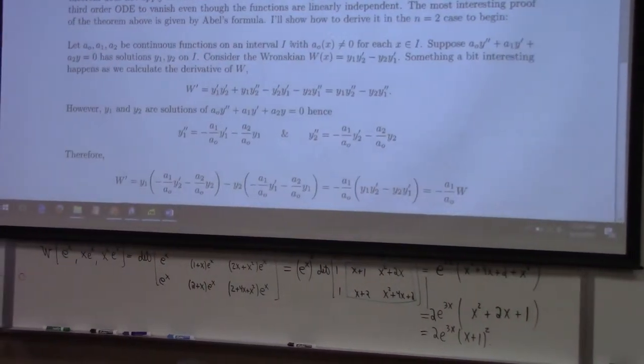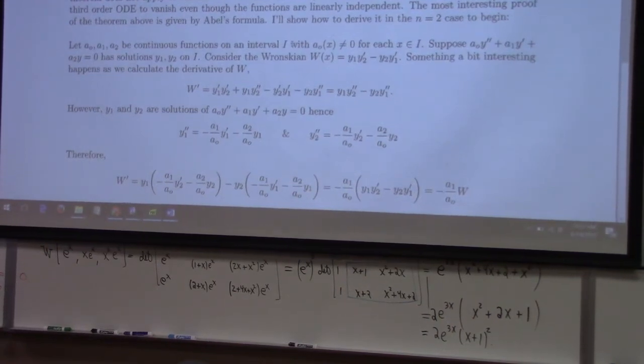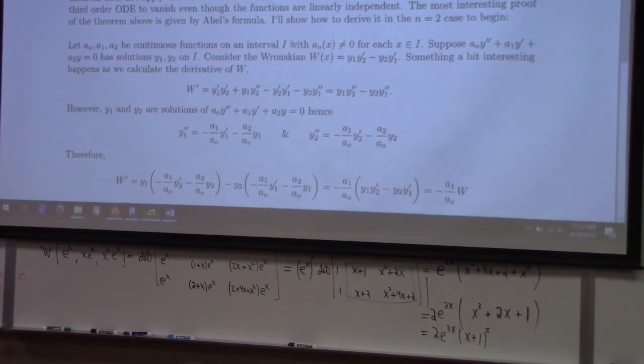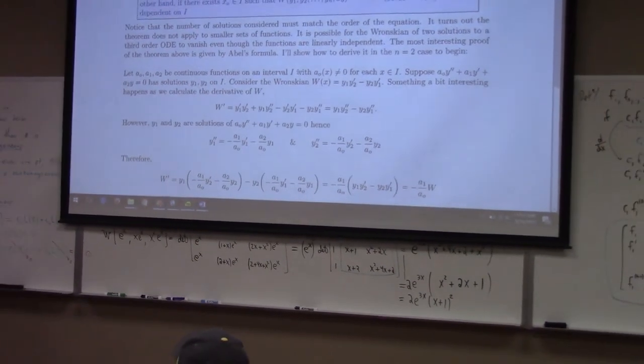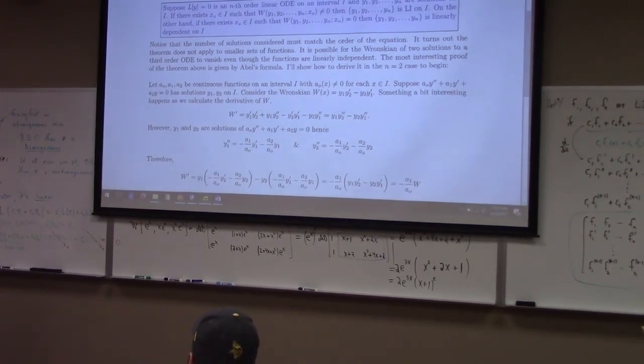On the other hand, if there exists a point such that the Wronskian is 0, then the set of functions is linearly dependent on I. Now, what's the difference between this set of functions and that set of functions over here that I went through before class? This is in fact not a solution set. You cannot give me a linear differential equation which has x squared and x times absolute value of x as a solution set. You just can't do it. This is special. I'm assuming not just that they're arbitrary functions, but that they're solutions to a linear differential equation. That's the difference. For solutions, we do get a converse.